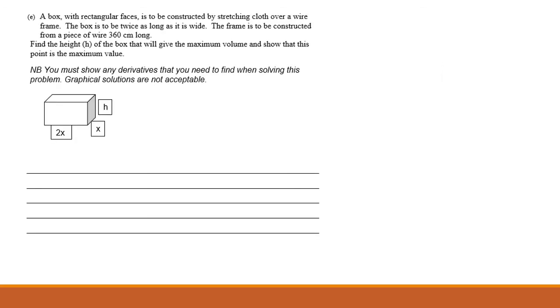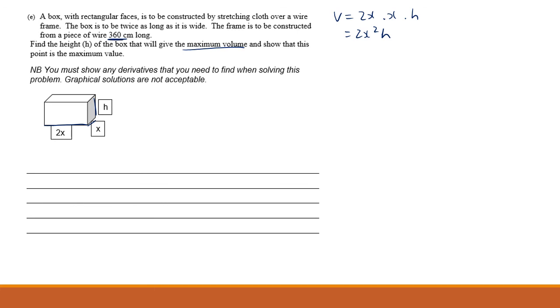Okay, this one here, make sure you can identify what you're trying to maximize. So here you're trying to maximize the volume, so you need a volume formula. Now the volume is going to be width 2x times length x times height, or in other words 2x squared h. Now you can't differentiate with two variables like that very easily, so what we try and do is we use this piece of information where the y is 360 centimeters long.